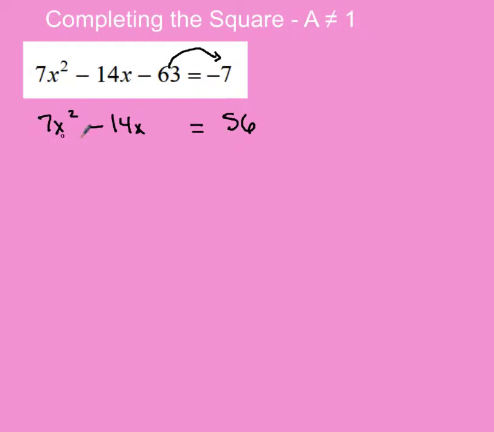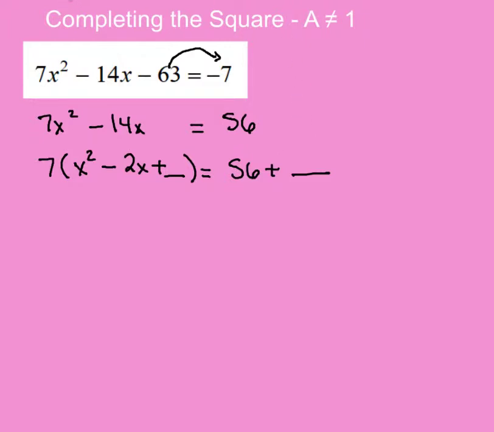The next step on the left-hand side, you're going to factor out whatever the a value is. In this case, our a is 7, so we're going to factor out a 7. And we'll have x squared, and then 14x divided by 7 gives us 2x. Then I want you to put a plus, then a blank, then equals 56, and then plus a blank. Now, what goes in the blank? I'm so glad you asked.